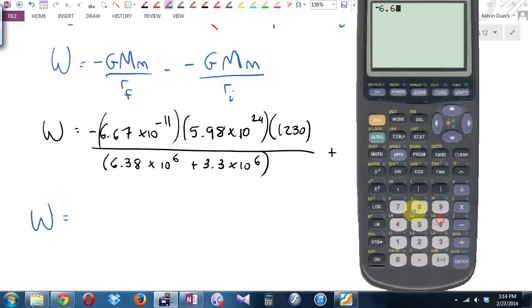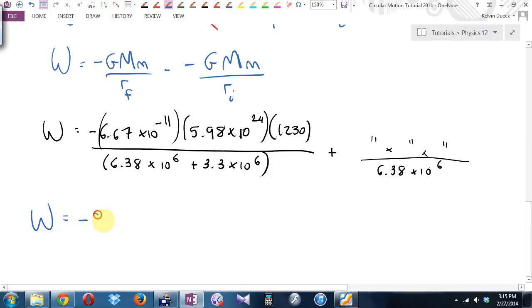Negative 6.67, negative 11, times 5.98 to the 24th times 1230 divided by bracket 6.38 times 10 to the 6th plus 3.3 times 10 to the 6. I think your final potential energy, double check. Can someone confirm with me? Did you get negative 5.0682 times 10 to the 10th?